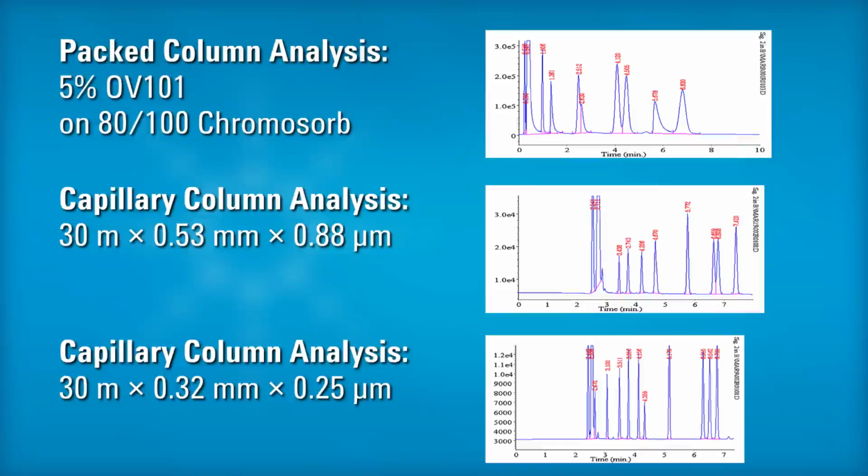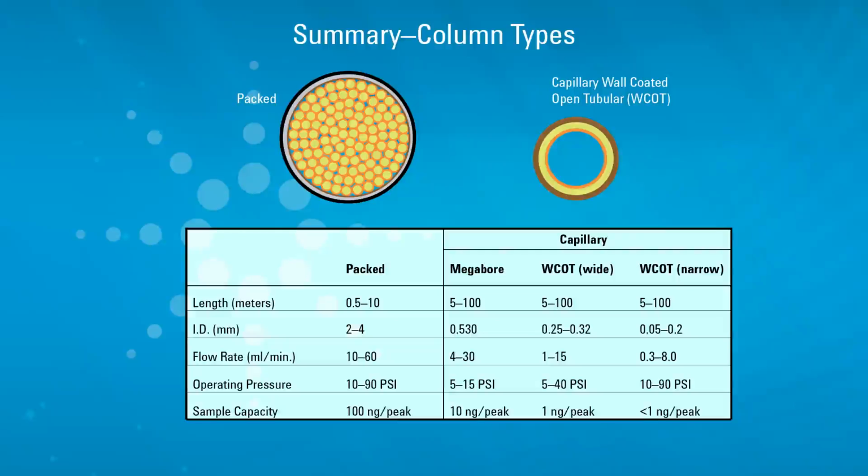This is a table summarizing typical lengths, internal diameters, pressure and flow rates, and sample capacities for packed and capillary columns. Hopefully, this table and the information provided to you in this training module will be helpful to you as a gas chromatographer. Visit the Agilent GC Column Selections website for specific column information.